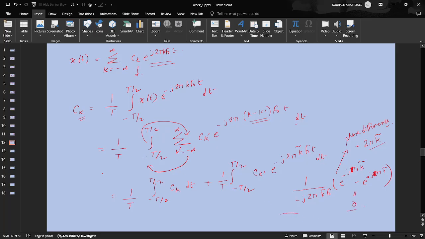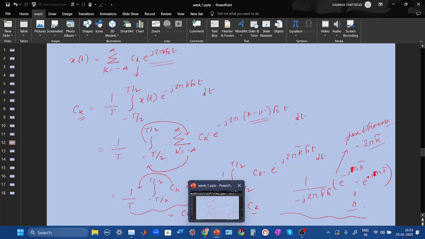So all these terms cancel each other out, and we are left with only this term. ck is a constant, you just take it outside. So we have ck times 1 over T integral of dt over this interval, which produces T again, so you will obtain ck. That is how you recover the kth spectral coefficient from the expression of xt.